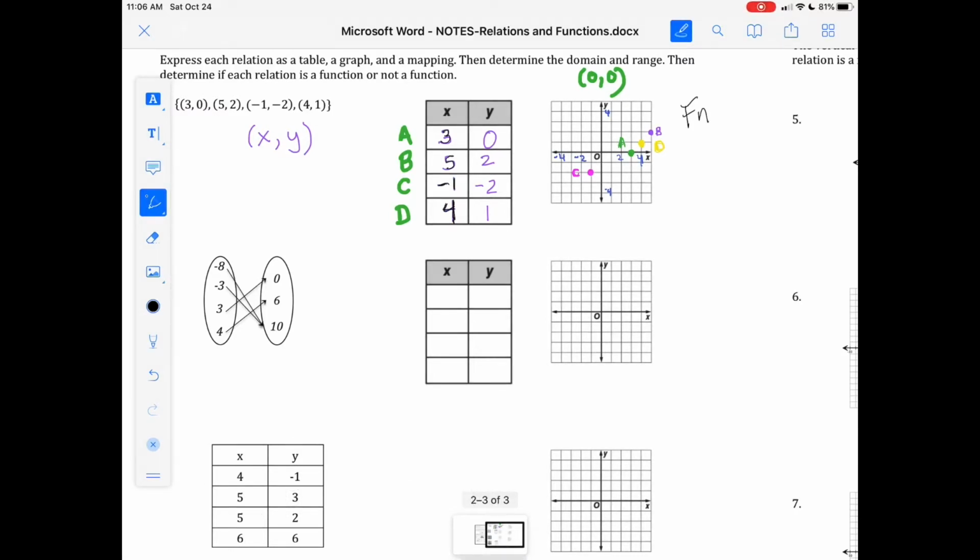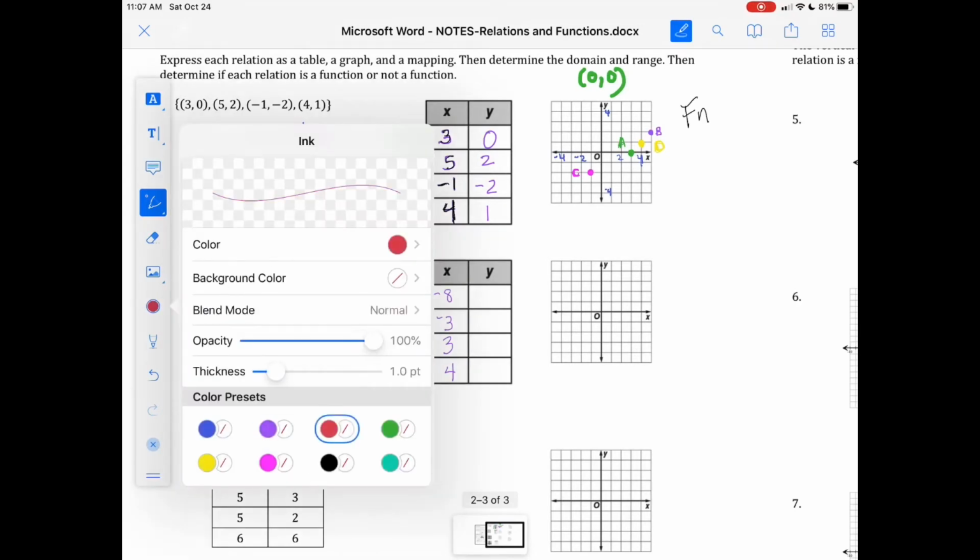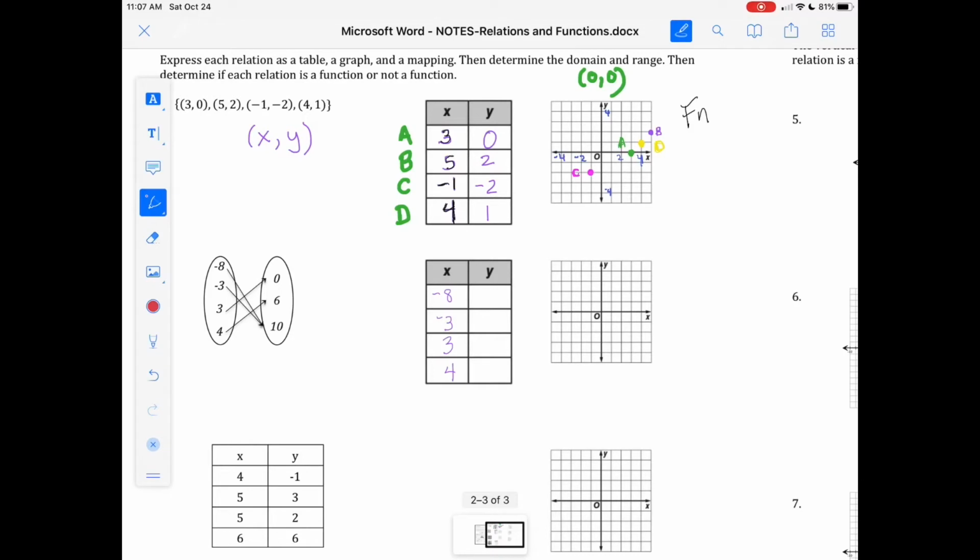So if we did the same thing with this mapping and translating that to a table and a graph, our table would look like this. I would put all of my x values down, but now I want to be really careful about the y's. You notice that -8 maps to 10. So I have to put 10 down as -8's partner. -3 also maps to 10. 3 goes to 0, and 4 goes to 6.